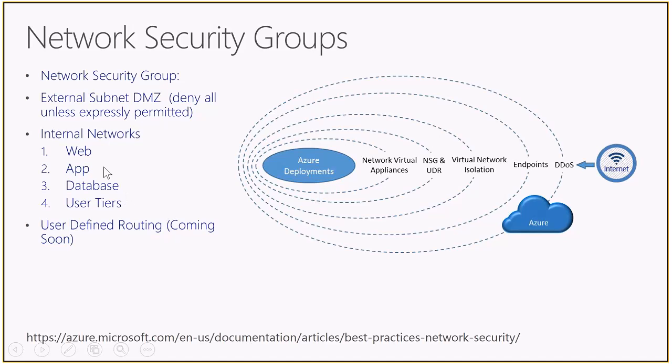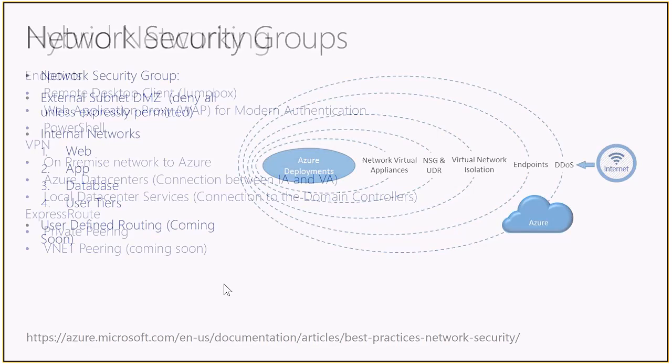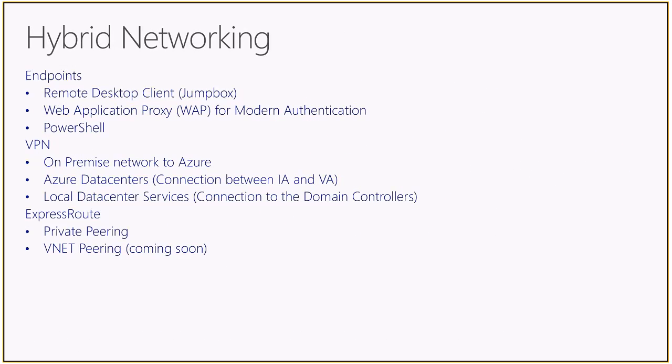And then way here in the middle where it's super protected is your Azure deployments, and we give you different internal networks to deploy those on. So it's not so much that we're giving you IP space, it's that we're giving you containers like web app, database, user tiers, DMZs that you can put your workloads on. There's a couple of links in here too along the way that say, hey, here are the best practices and everything.